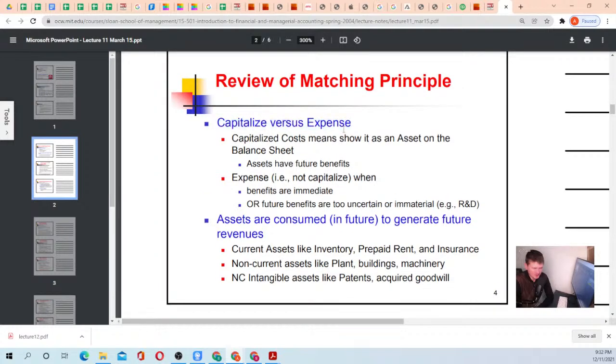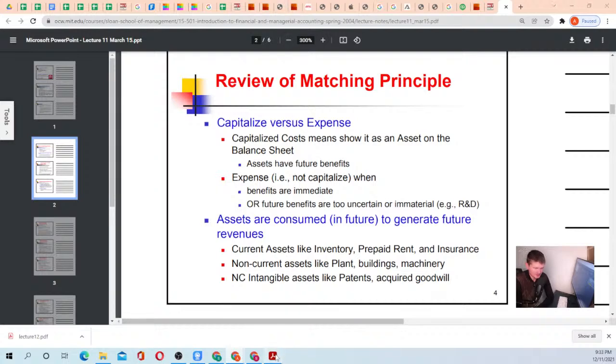Capitalize versus expense. Capitalized costs means show it as an asset in the balance sheet. So it's debit PP&E, credit cash. And expense is debit expense, credit cash. So when do we have a choice to either capitalize or expense?